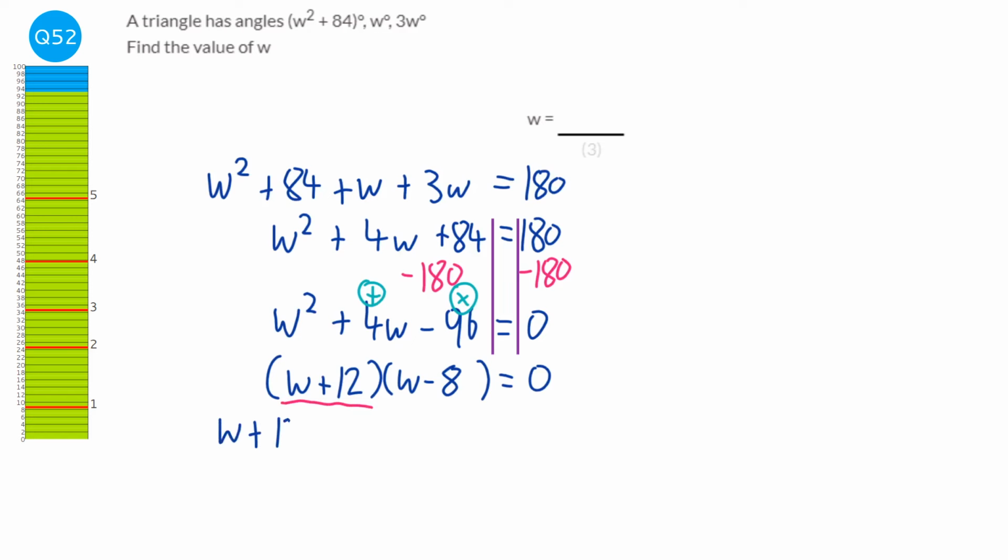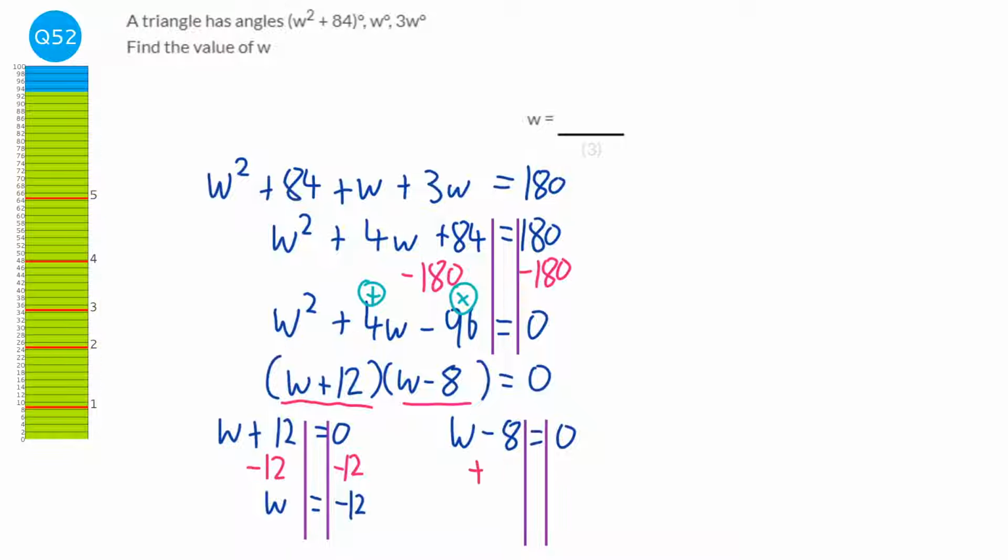And to solve, we look at the left-hand side first and get that equal to 0. So w plus 12 equals 0, and then solve it. Take our lines in. Take away 12 both sides. w equals minus 12. And we get the right-hand side, get that equal to 0. w minus 8 equals 0. Lines in. Add 8 both sides. w equals 8. Now we've got two answers here, but it says value of w. Well, we can't have a negative angle. So we know we're looking for w to be positive. So the answer must be 8.